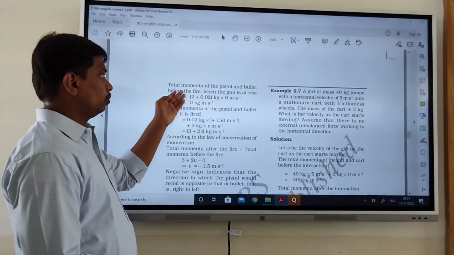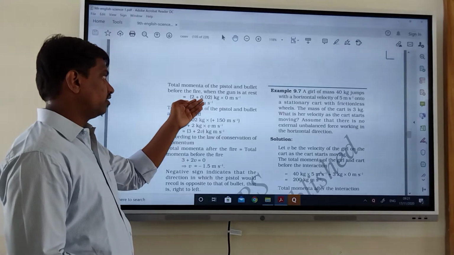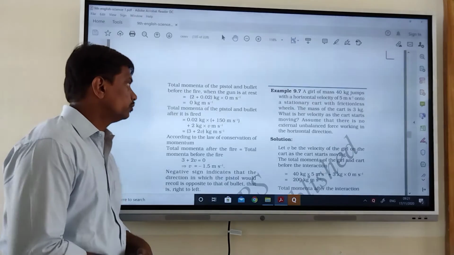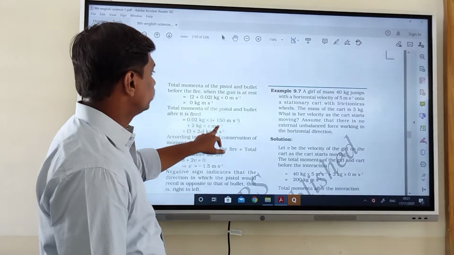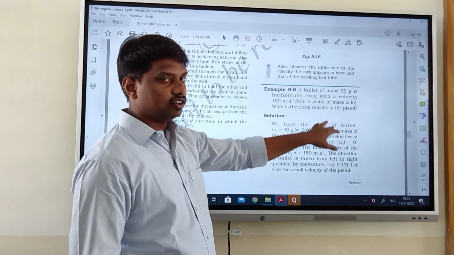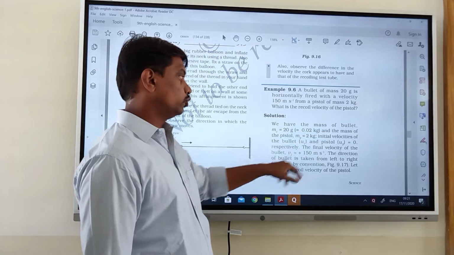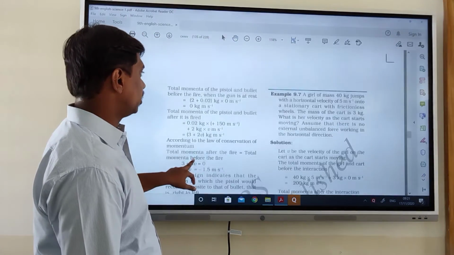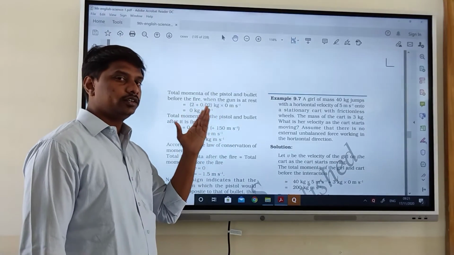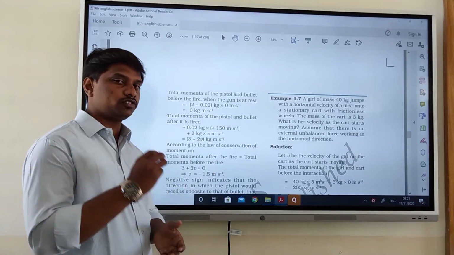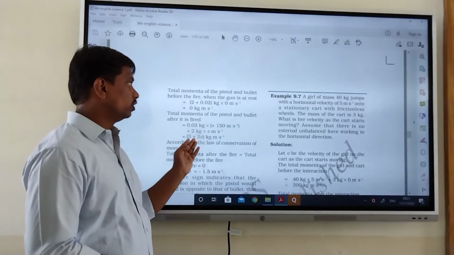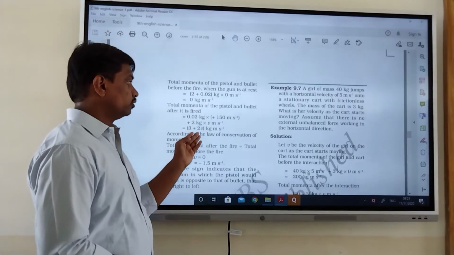So the total momentum of the pistol and the bullet before the fire, when the gun is at rest. They have converted the mass of 20 grams to kg, so that will become 0.02 kg. So they have added the mass 2 kg of the pistol and 0.02 kg of the mass of the bullet, into 0 meter per second, so it will come to 0 kg meter per second. So apply this one.